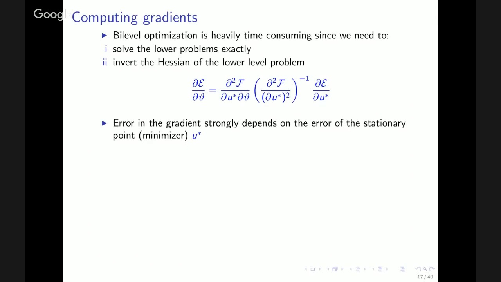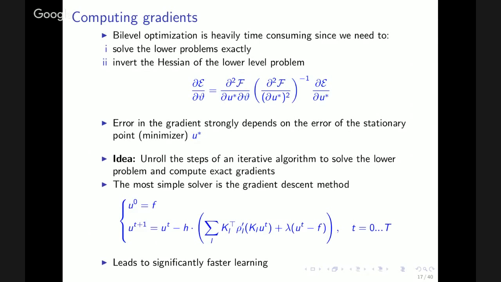And another problem is, it turns out that if you don't solve the lower level problem exactly, so that you're still a little bit away from your stationary point, then the gradients you're computing with this formula contain a very big error, because usually the Hessian matrix is ill-conditioned, and then inverting the Hessian matrix really amplifies your error in your solution, and then you're getting wrong gradients, and then also the optimization doesn't work very well.